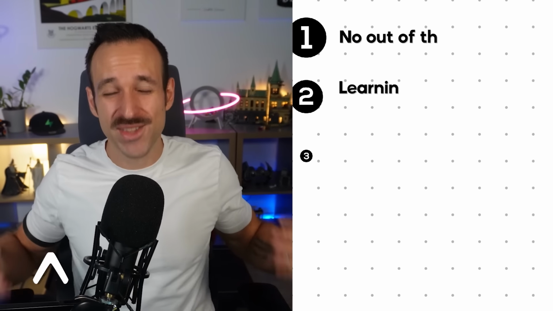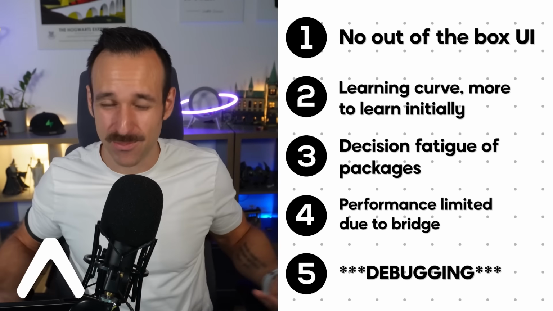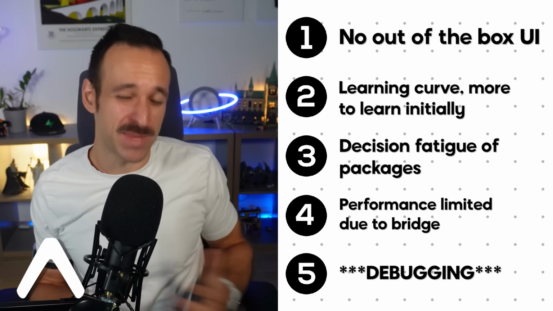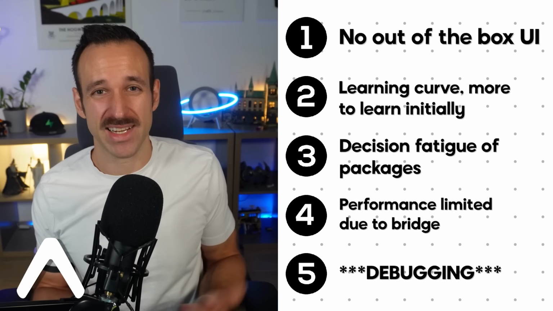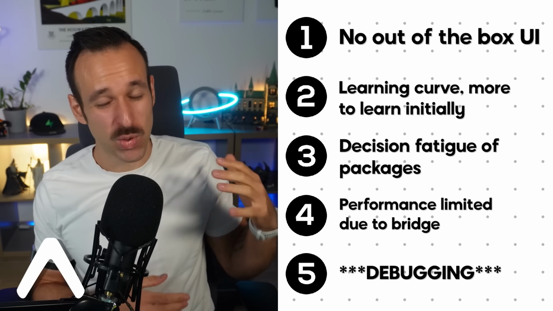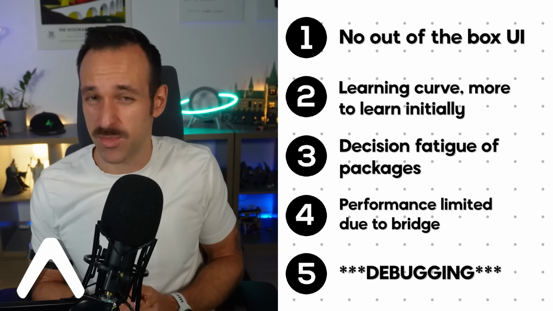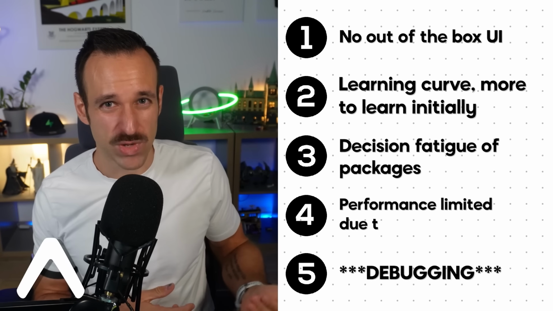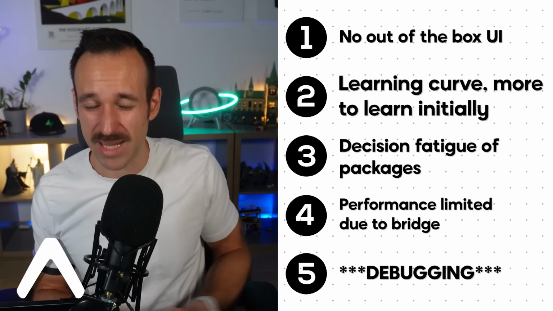Weaknesses of Expo? Of course there are weaknesses. There is no UI out of the box. There are like no components. You probably got like a button and maybe an unstyled label, but that's it. So if you want to build React Native applications, you have to do a lot of styling or find some component library, but that's once again another story. Then also the learning curve seems to be a bit harder. So there's more to learn initially about React Native and how to build your applications.